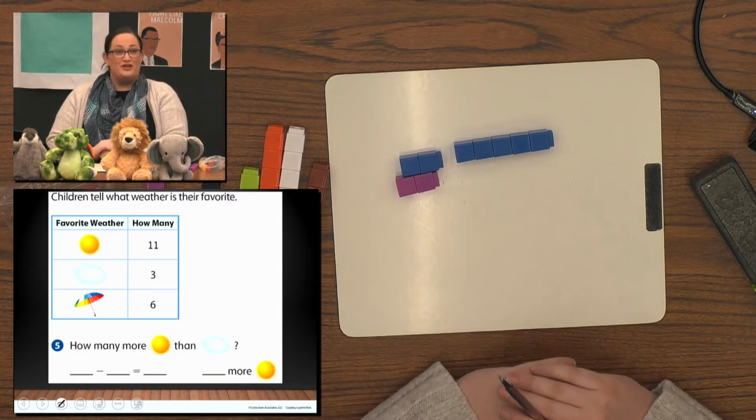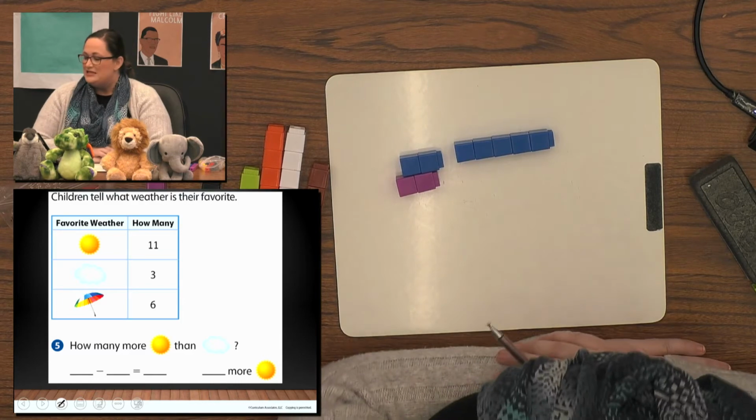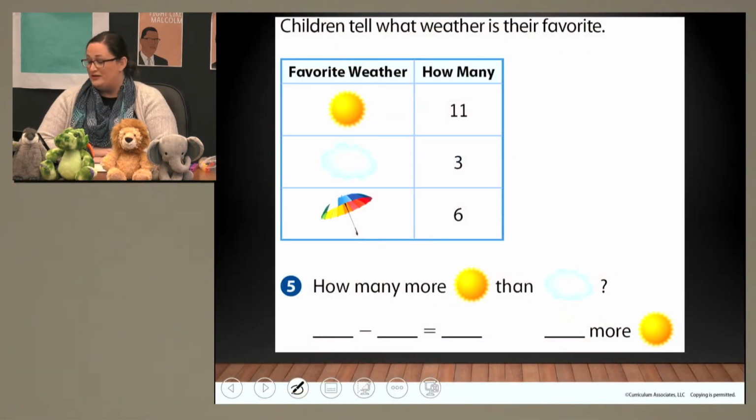Ooh, a new graph. Can you show it nice and big, Mr. Kevin? Children tell what weather is their favorite. Ooh, okay. What kind of weather? They don't have my favorite kind of weather up here. They have sun, clouds, and rain. That's why there's an umbrella.